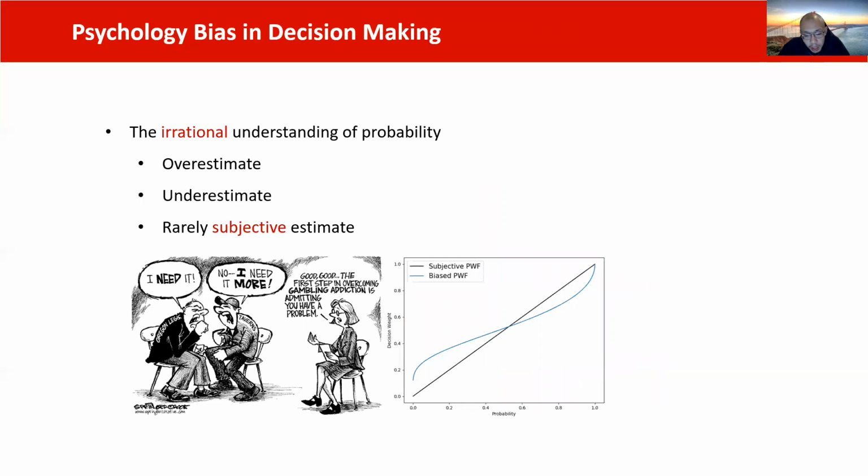Also, the estimation of probability is actually biased. In the case of lottery or gambling, individuals will systematically overestimate the probability that they get a benefit, even if the chance is very little.